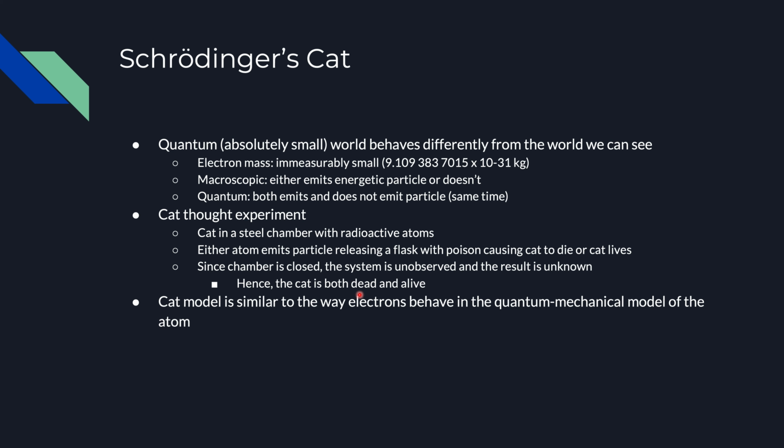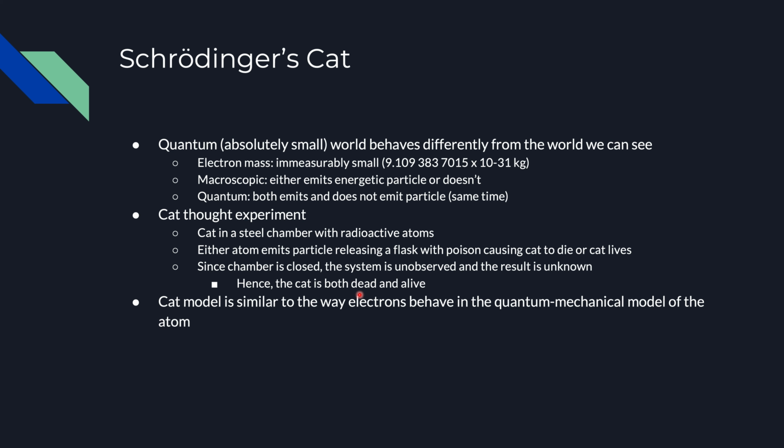In the macroscopic world, either something emits energetic particles or doesn't, and in the quantum world, which contains electrons, which are immeasurably small, 9.11 times 10 to the negative 31 kilograms, something can both emit and not emit electrons at the same time. This is related to the cat thought experiment, which is Schrodinger's cat.